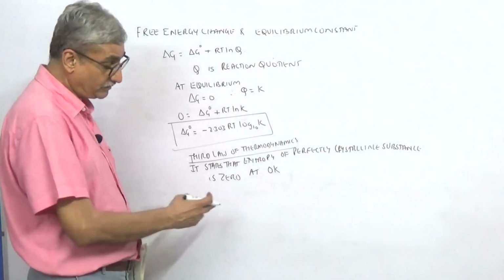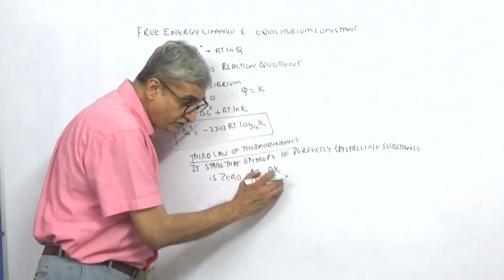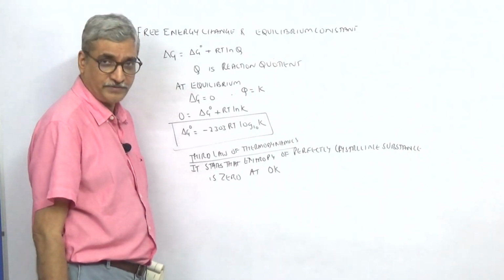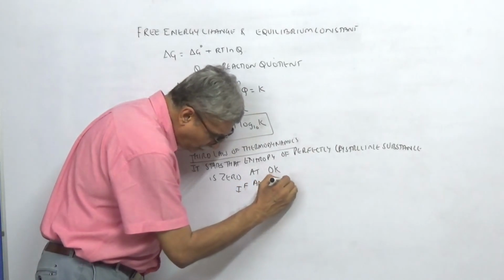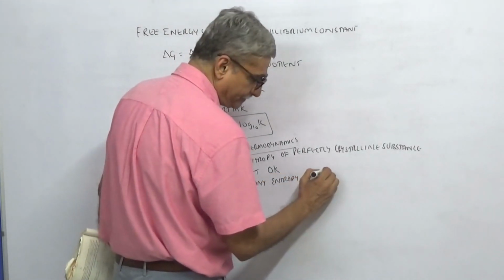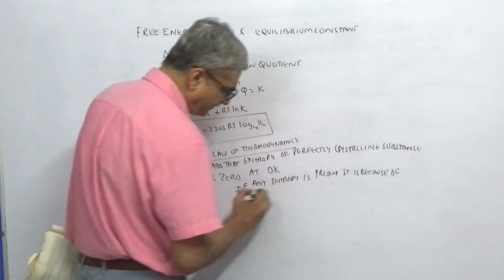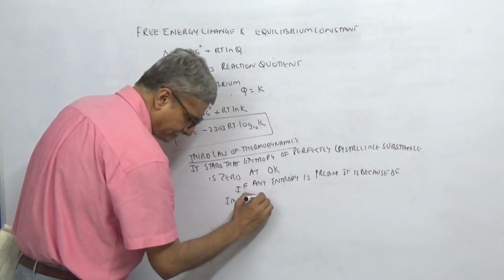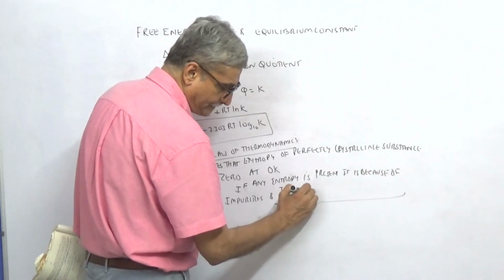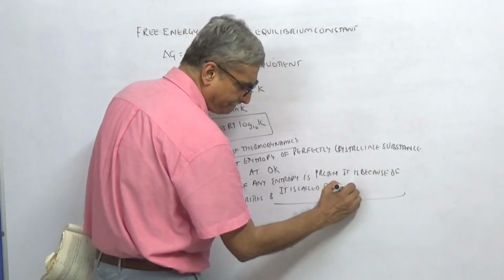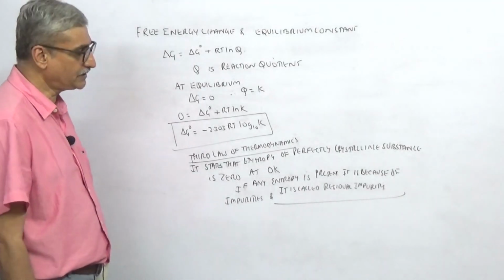Now, there is one more point I have to tell, which is asked. If at absolute 0, that is 0 Kelvin, there is some entropy present, it is because of impurities. Remember this word, this is what is asked in entrance exams. It is called residual impurity. Is this point clear?